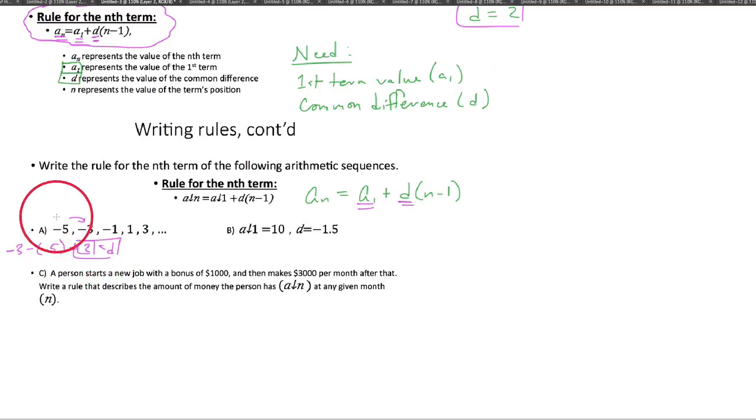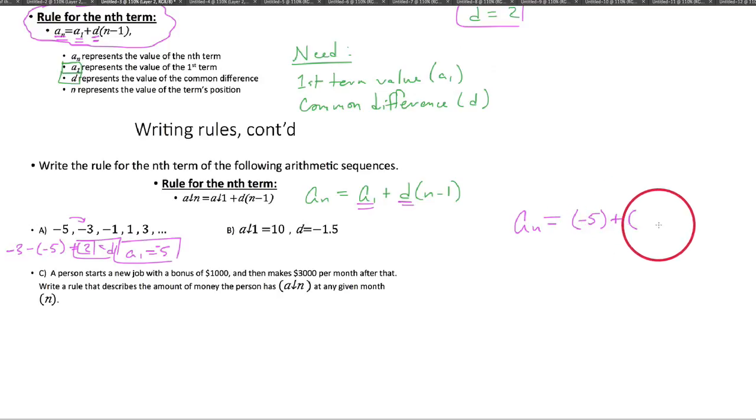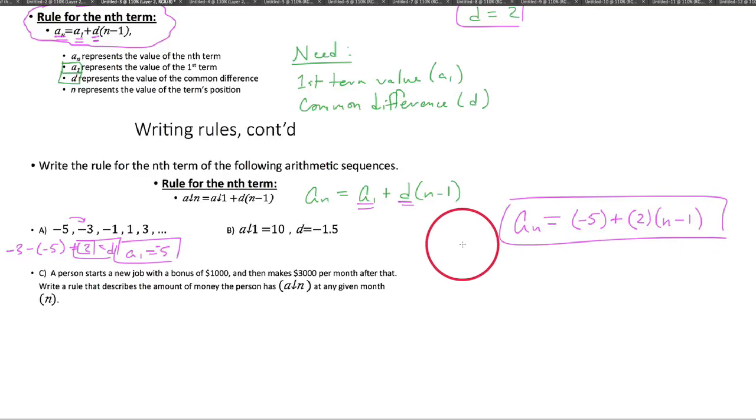And if a1 has a value of -5, then I'm going to show my work over here. We're going to write that the rule for the nth term is equal to the value of my first term, -5, plus d, which is +2, times n minus 1. Now I'm going to put a box around this and tell you right now that this is the rule for the nth term.